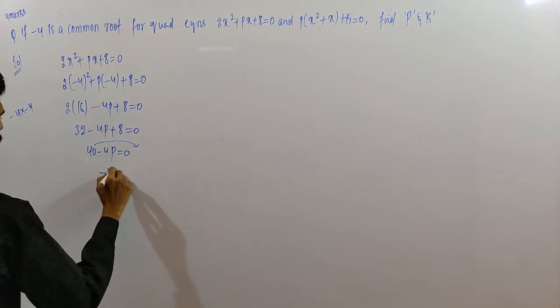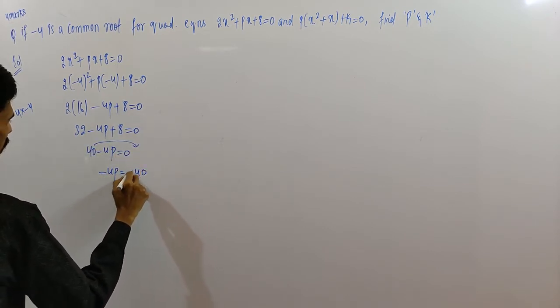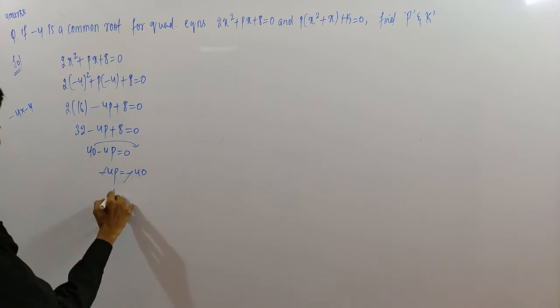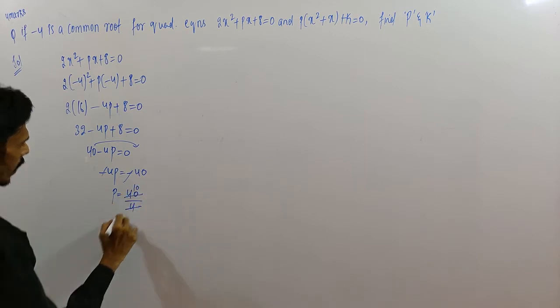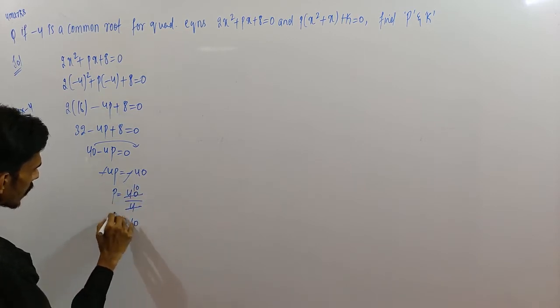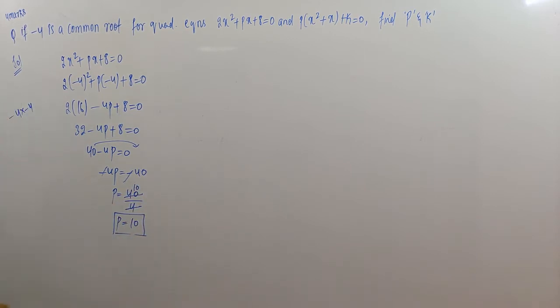Send this across, we have 4p equals minus 40. Minus minus cancel and p equals 40 divided by 4. 4 ones are 4, 4 tens are 40. So we have p value as 10.